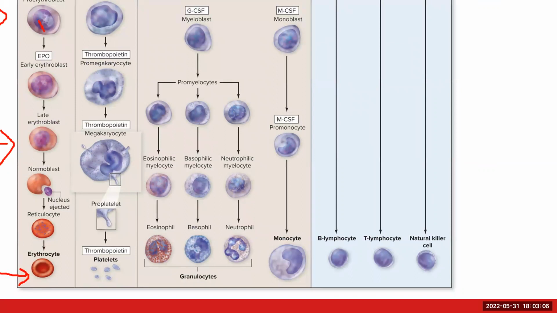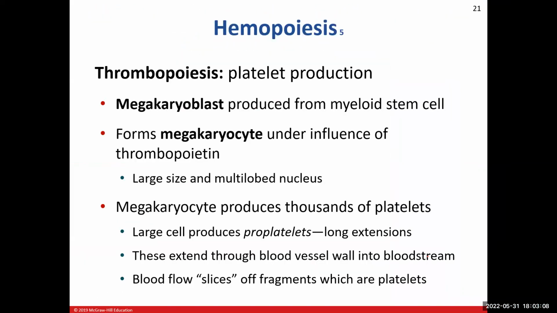And then we can't forget about our platelets. The platelets are the last ones here, and the term that we give to platelet production is thrombopoiesis. So we're going to start off with the megakaryoblast. So this is going to come from our myeloid stem cell. And the megakaryoblast is eventually going to yield us what we call a megakaryocyte. And a megakaryocyte is this huge cell.